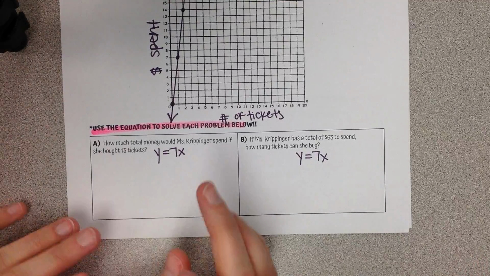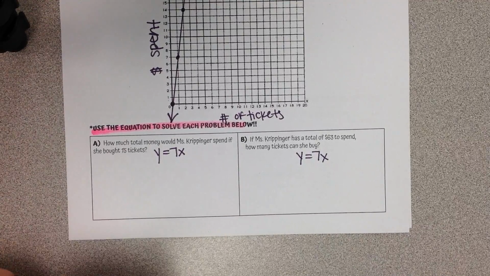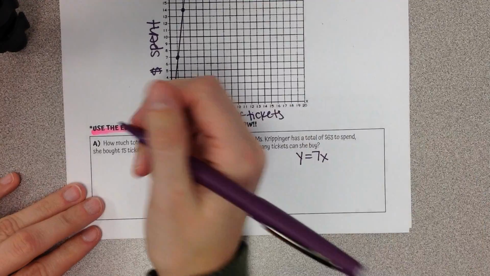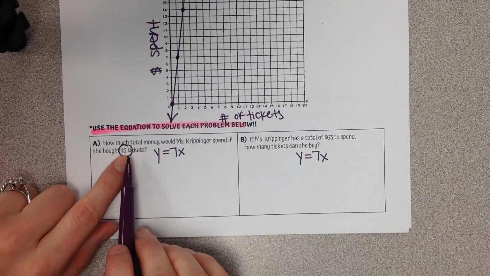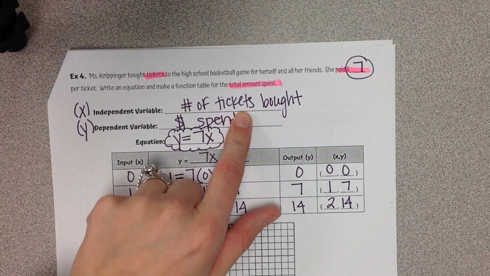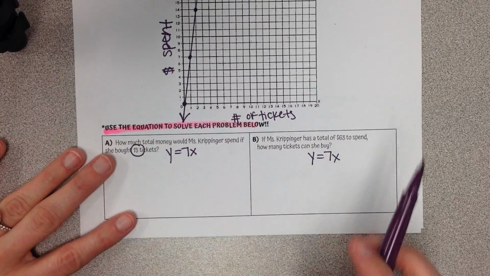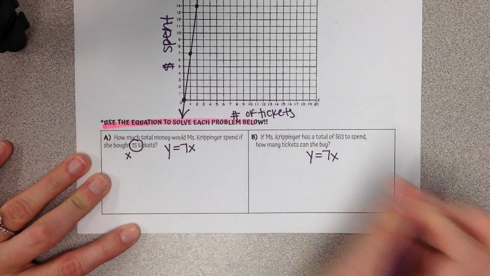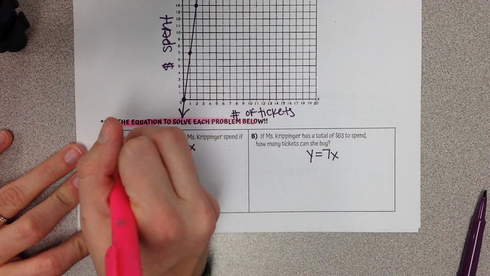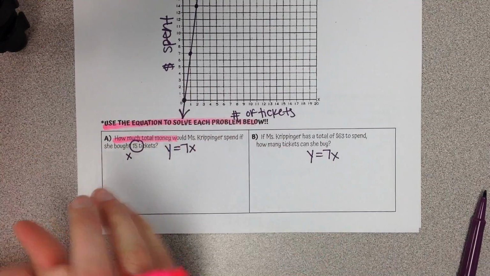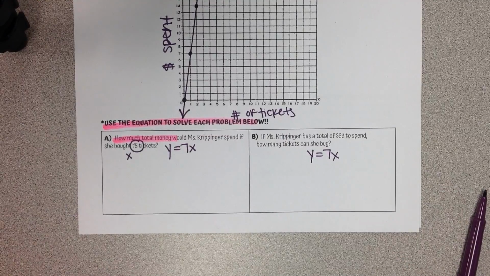So, first thing I'm going to do is circle the number that is given to us in the problem. She bought 15 what? Tickets. Tickets, if we look back at the top, represents our X. So I'm going to write a little X underneath this. And then if I look at the question, it says how much total money. That means we are solving for the money.